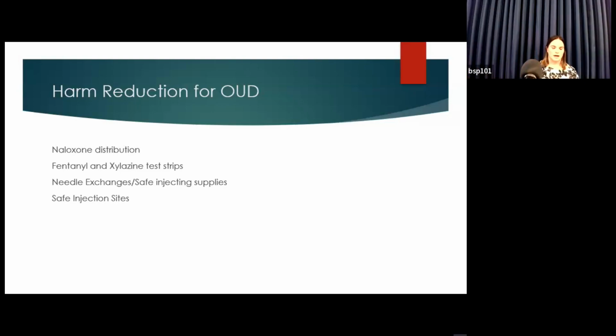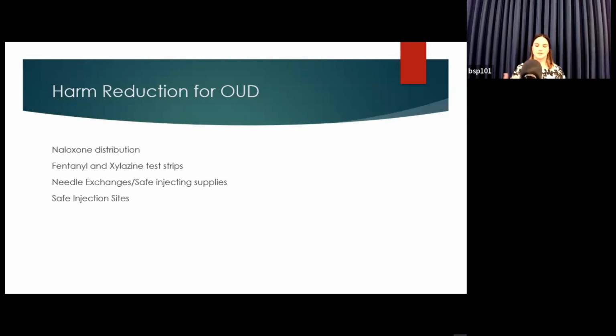You can also get, usually from your local health department, although there are also clinics that will keep them, fentanyl test strips and xylazine test strips. I think the reality is if people test their substance for fentanyl or xylazine and it tests positive, I doubt they're going to waste their money and just throw it away, but they might be a little more mindful of what they're putting in their bodies and maybe a little more cautious.